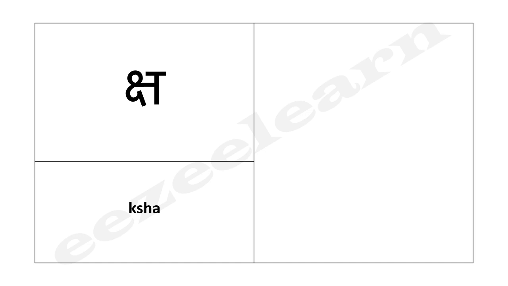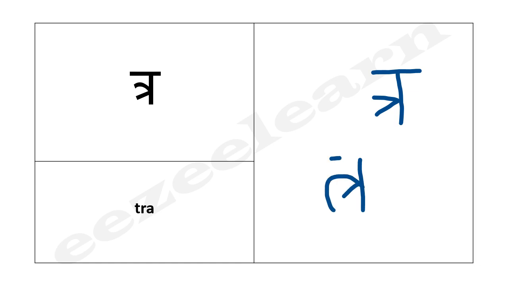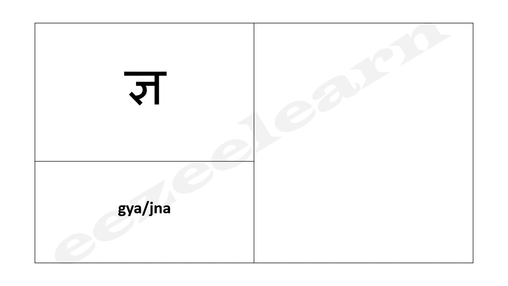The special letters start with this. The first one is Ksha. The next one, Tra. The Tra will be written in two ways. Some people will prefer this way, and in some books you will be finding this. So both are correct. So you can follow any one of these. And the next letter is Gya.